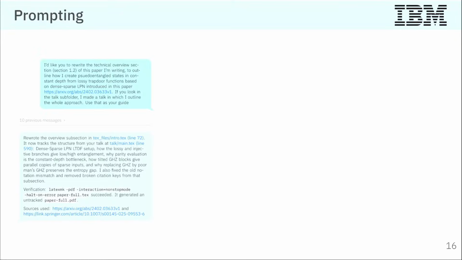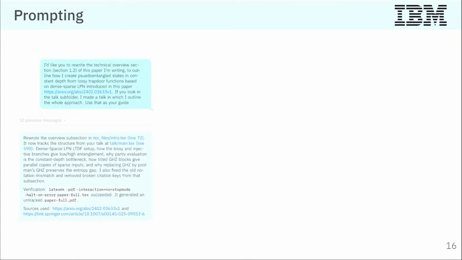So for instance, I had a partial draft of the paper with my construction, and I would tell it, I'd like you to rewrite the technical overview section 1.2 of this paper, to outline how I create pseudo-entangled states in constant depth from lossy trapdoor functions based on dense sparse LPN introduced in this paper. And then I said, if you look in the talk subfolder, I made a talk in which I outlined the whole approach. Use that as your guide. And then it basically just did that.